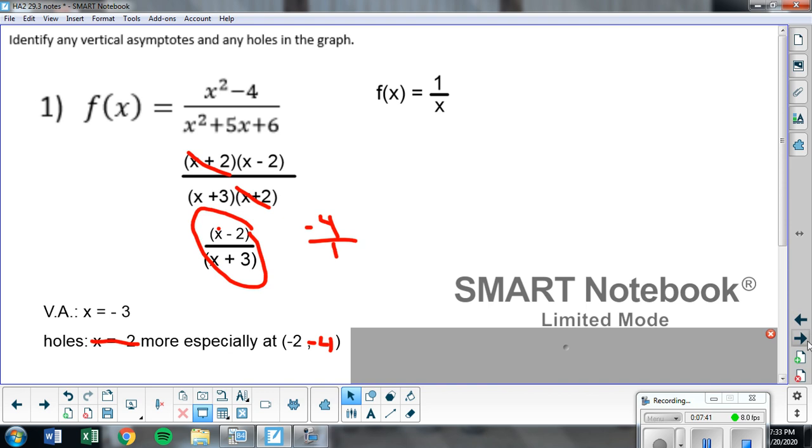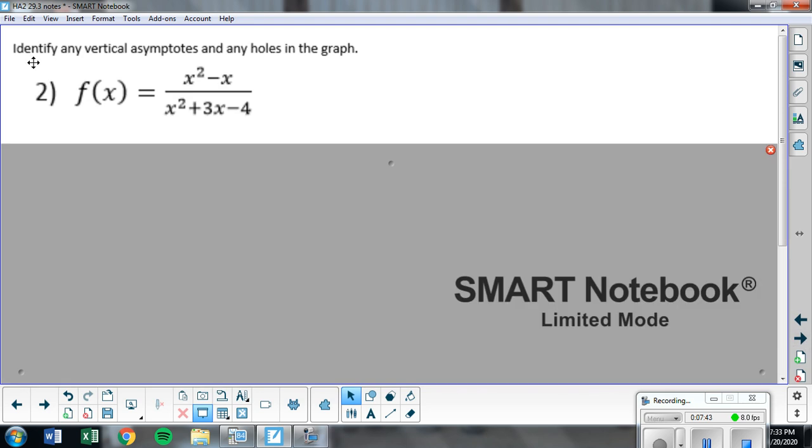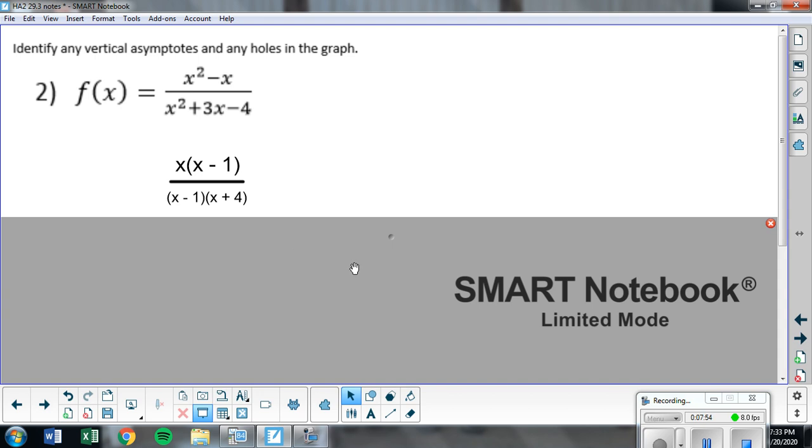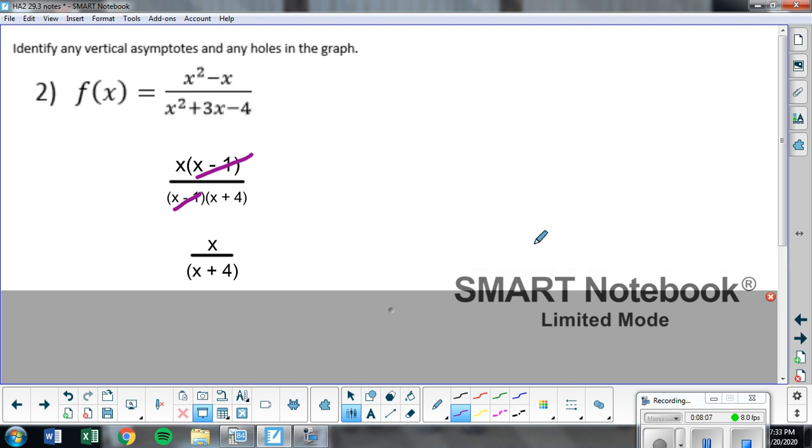All right, so let's take a look at number 2. Same directions. Identify vertical asymptote and any holes in the graph. So you're going to factor. Go ahead and pause it and factor it. I got these for my factors, and my common factors that get crossed out in the simplification process are those. So when I cross those out, I like to clean up my function a little bit. So numerator, denominator. Now I need to list my vertical asymptote and my holes.